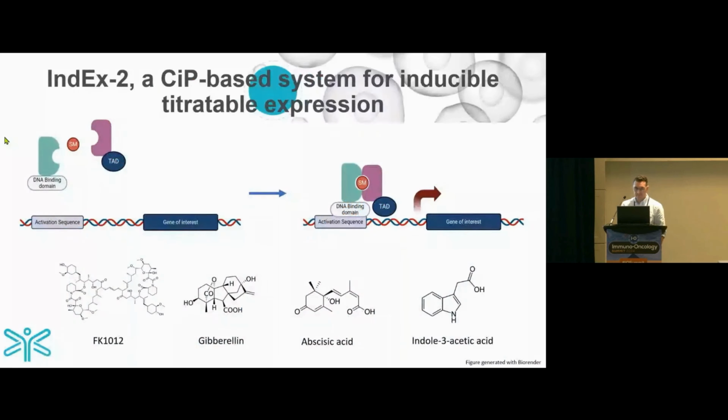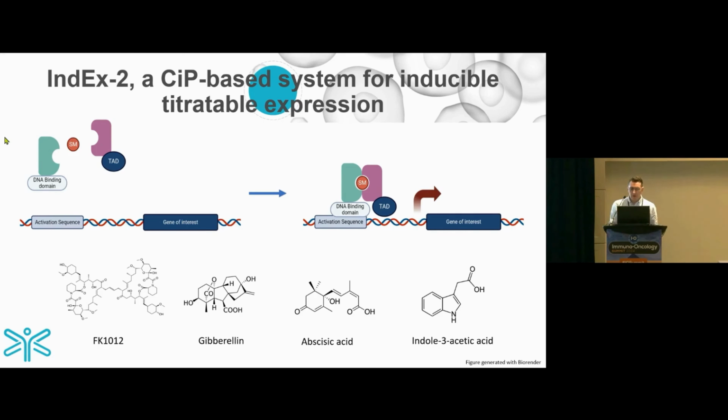So how have we been doing that? So Index 2, it's a chemical induced proximity based system that gives us inducible expression. In essence, we have a small molecule that will allow dimerization of these 2 protein partners. And by combining these partners with a DNA binding domain and a transactivation domain, in the presence of the small molecule, you basically get dimerization and create a molecular switch. So this allows us to have increasing expression of a gene of interest when you start to increase more of the small molecule and get more of these dimerizations.